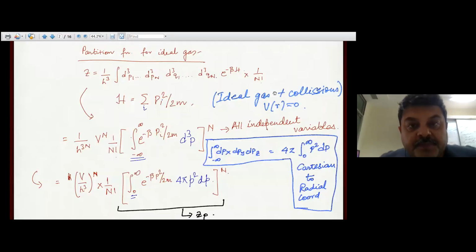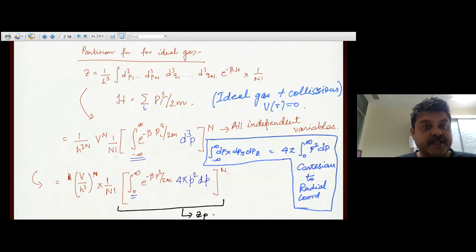Okay, so let's start with calculating the partition function of an ideal gas. This basically follows the class which was done on the 8th of February 2023. So in general, the partition function, which is 1 by h cube.